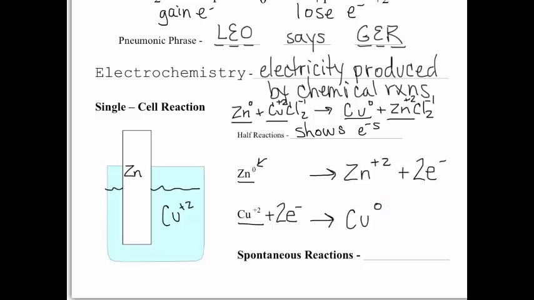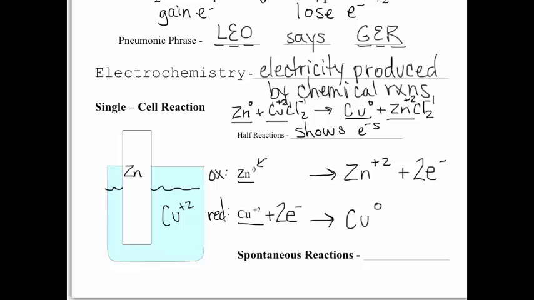So now we can actually assign which one is an oxidation half reaction and which one is a reduction half reaction. Going back to our mnemonic, if it loses electrons, it's oxidation. We see a loss of electrons when the electrons are a product, and that we see in our zinc half reaction. So this is oxidation. And then reduction, if you recall from our mnemonic, is a gain of electrons, which we see with copper, where the electrons are one of the reactants. So it's gaining those. So this is our reduction half reaction.